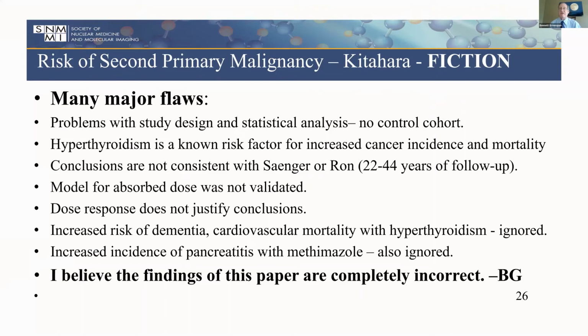For one thing, there's no control cohort. Hyperthyroidism is a known risk factor for increased cancer incidence and mortality. However, that was ignored. Conclusions are not consistent with the Sanger or Ron papers that had 22 to 44 years of follow-up. The model for absorbed dose was not validated. Dose response does not justify conclusions. There's also an increased risk of dementia and cardiovascular mortality with hyperthyroidism that was ignored. And there's an increased incidence of pancreatitis with methimazole that was also ignored. So I believe the findings of this paper are completely incorrect, and I wanted people to be aware of that as well.